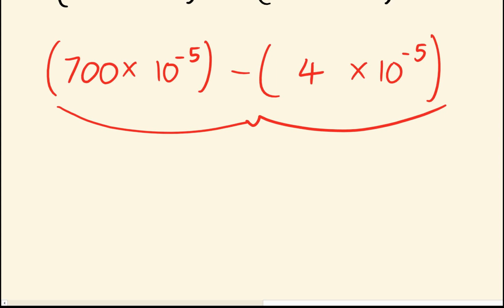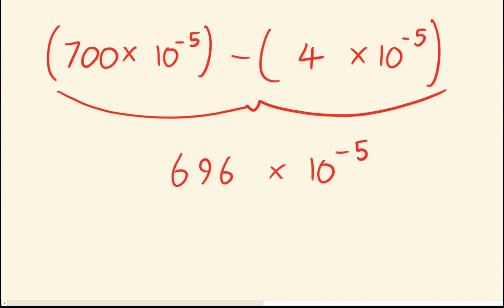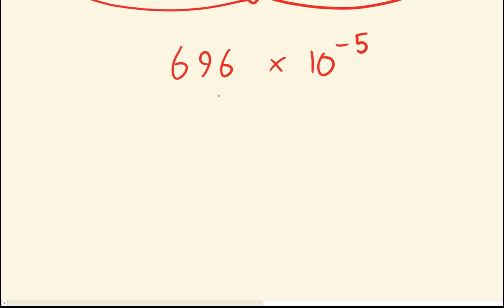So you can only do this step once your powers are the same. 700 take away 4 is 696. We've got times 10 to the minus 5. And then last step, we need to write that back in standard form. So this number is 2 times too big. So I want to write it as 6.96. Because I've shifted it twice, I've got to make my power 2 bigger. So it'll be 6.96 times 10 to the minus 3. Okay, and always be careful when you're going bigger and smaller with negatives that you do it the right way around.